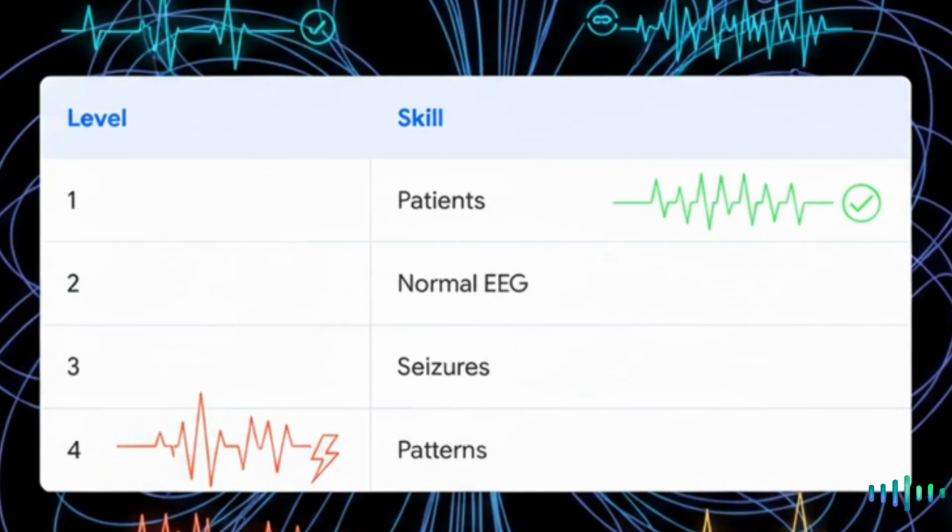We see this exact same logical build with another critical skill, the EEG. You start off at level 1 simply by identifying which patients actually need an EEG. Pretty straightforward. Then at level 2, you're learning what normal looks like and spotting common artifacts. But by level 3, the stakes get higher. You need to start recognizing critical patterns like status epilepticus. And finally, at level 4, you've leveled up to confidently interpreting common abnormalities and patterns totally on your own. Every step just builds right on top of the foundational knowledge from the last one.